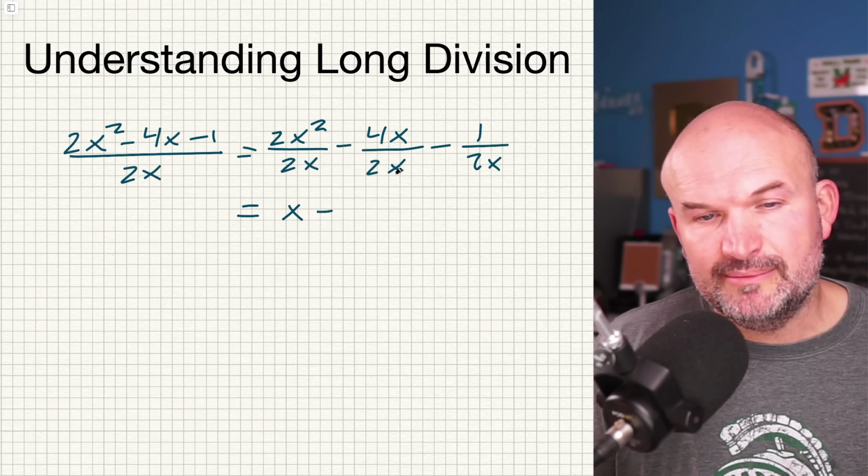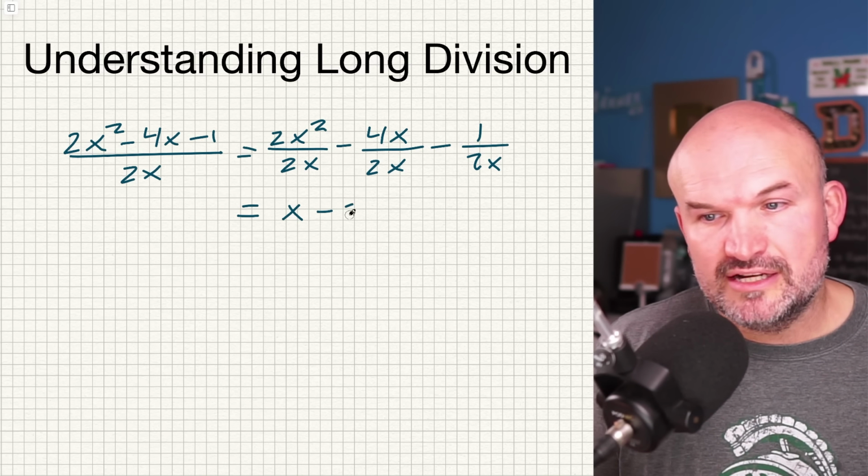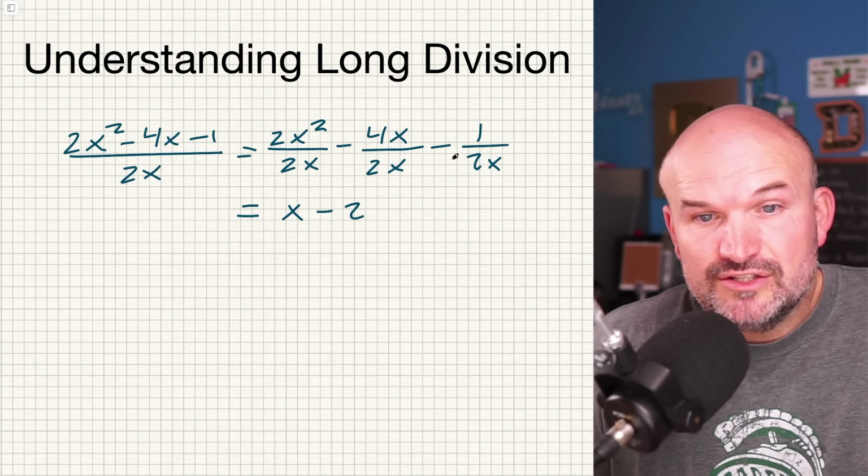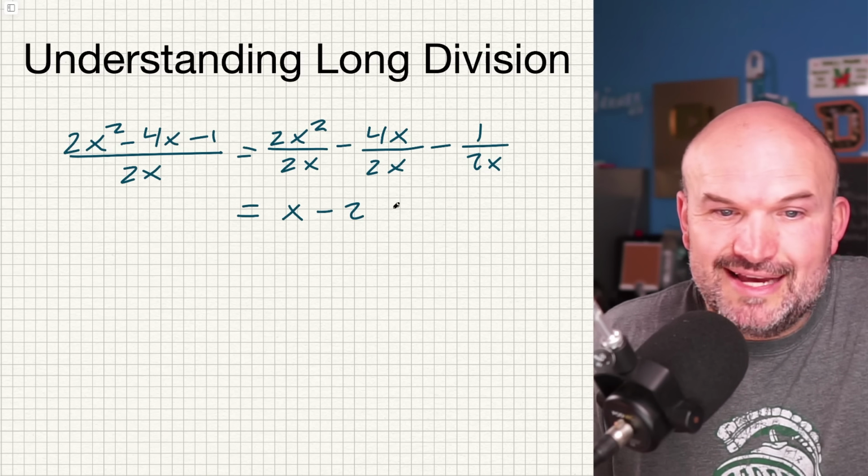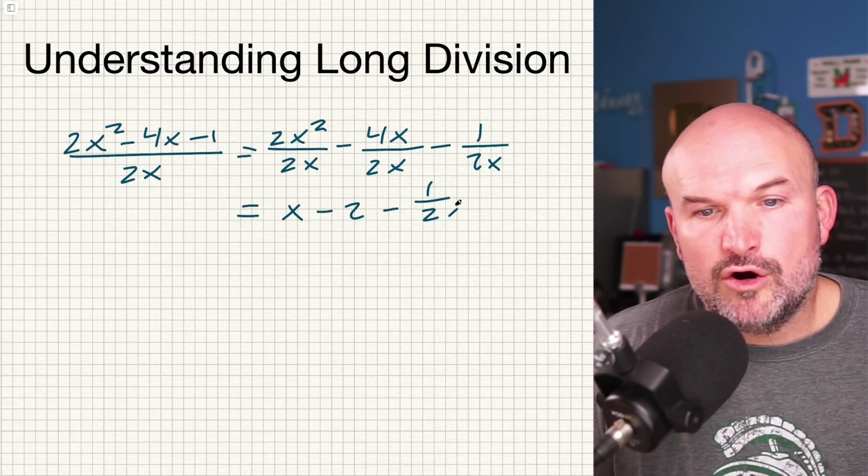Therefore, the x's here divide out. So that's going to give me an x minus 2. And then over here, you can see we have this negative 1 over 2x. Can't do anything else with it. So 1 over 2x.